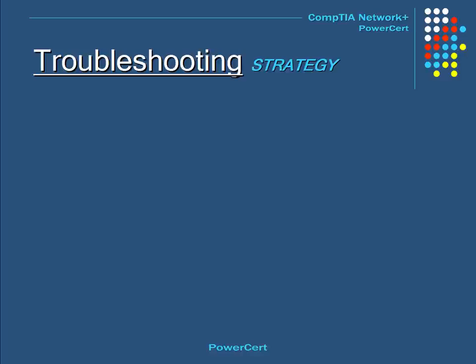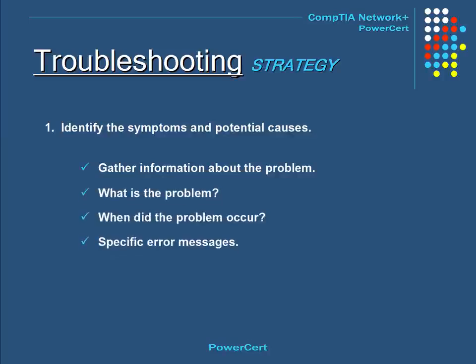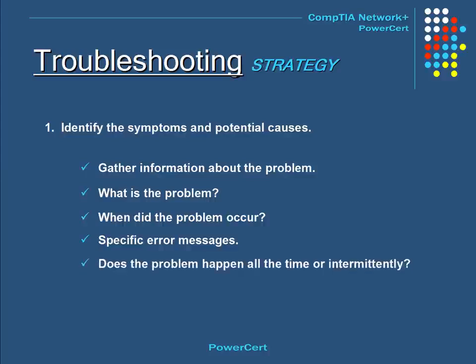And then there are certain procedures for solving network problems. Here are some of the steps to do that. So the first step is to identify the symptoms and potential causes. This step is where you gather information about the problem, such as what exactly is the problem, when did the problem occur, were there any specific error messages, and does it happen all the time or intermittently? By gathering as much information as possible in the beginning, it'll greatly enhance the diagnosing process and ultimately fix the problem a lot faster.